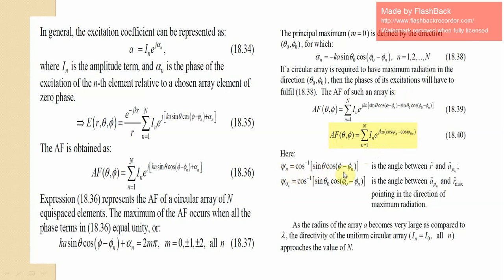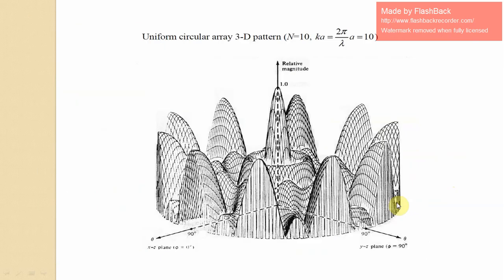Psi of n is the angle between r dash and a dash of p of n, and psi 0 of n is the angle pointing in the direction of the maximum radiation. Then finally we have to find out the uniform circular array three-dimensional pattern.